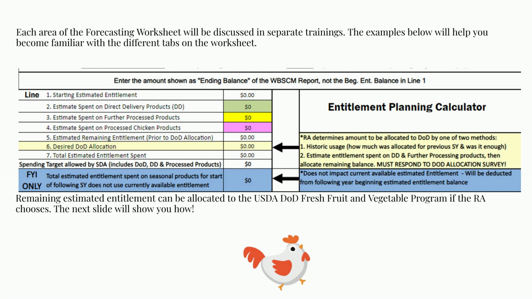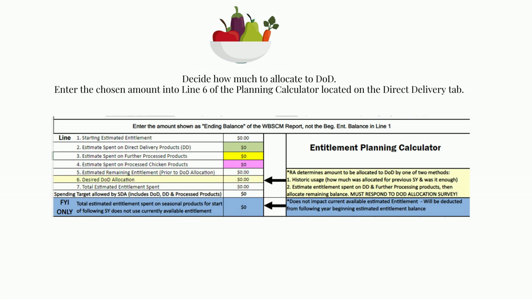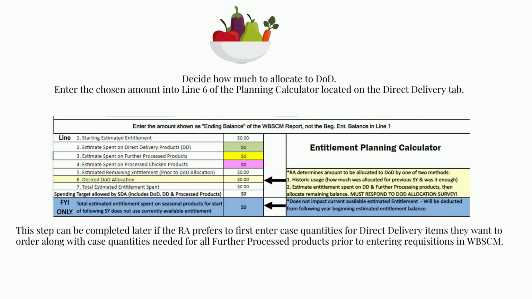Remaining estimated entitlement can be allocated to the USDA DoD Fresh Fruit and Vegetable Program if the RA chooses. The next slide will show you how. On this slide, you will decide how much of your estimated entitlement you wish to allocate to DoD. It is a good idea to first enter the case quantities of direct delivery and further processed products that will be requisitioned in WebSCM. This way you know you have the products needed for your meal service for the entire year. After you decide how much estimated entitlement you wish to allocate to DoD, you would enter that on line 6 of the planning calculator.